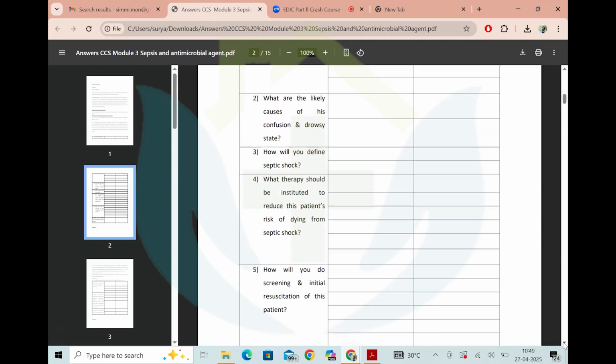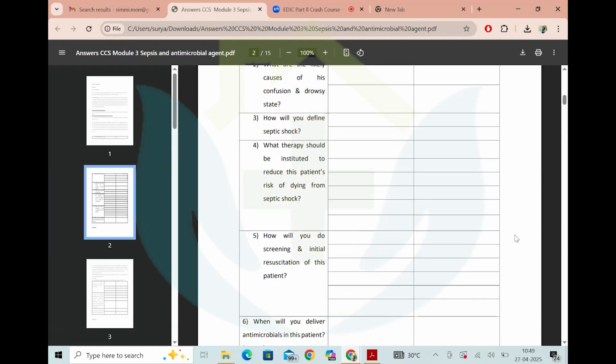How do you do the screening and initial resuscitation of this patient? Means if the patient is in ER, how do you know the patient is sick enough? How do you actually do the initial screening? What do you look for to know the patient needs ICU, and what do you do for the initial resuscitation of this patient?